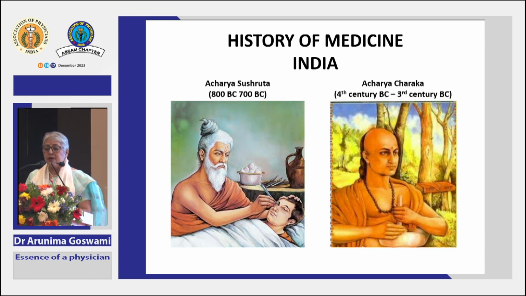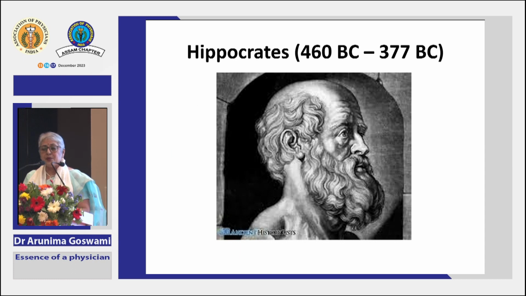Acharya Charaka, he was from the 4th century BC to the 3rd century BC. He was a physician, and he treated more than 200 diseases with many potions. Then this is Hippocrates, from 460 BC to 377 BC. He was famous for the Hippocratic Oath, which was the first ethical-based document regarding the treatment of diseases by doctors. He treated many diseases and is considered the father of modern medicine.